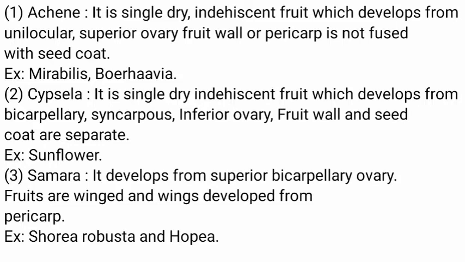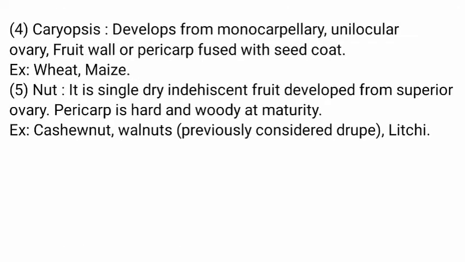Example, sunflower. Next one, samara. It develops from a superior bicarpellary ovary. Fruits are winged and the wings develop from the pericarp. Example, Holoptelea. The fourth one, caryopsis, develops from a monocarpellary unilocular ovary. The fruit wall or pericarp is fused with the seed coat.